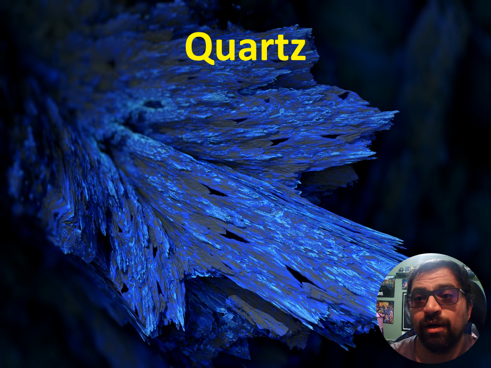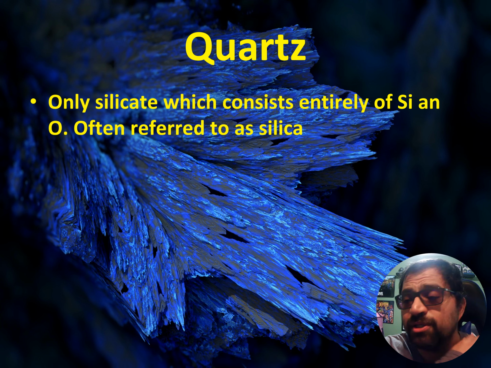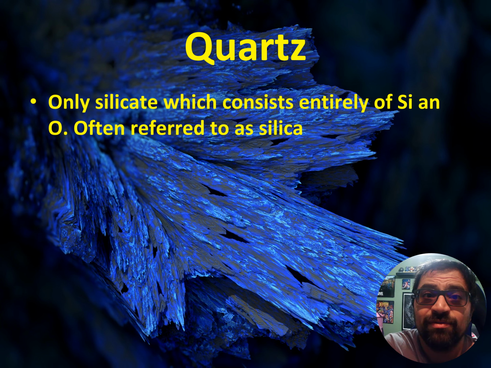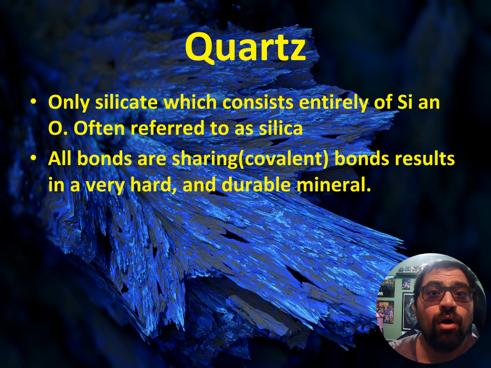The next group of silicates that we're going to talk about are quartzes. Quartz is the only silicate material that consists almost entirely of silicon and oxygen. Usually it's pure silica. So those little packets of silica that you get in your deliveries and clothes and stuff like that tend to be little bundles of quartz, or just pure silica, that they throw in there. All the bonds are covalent bonds, and this gives you a very hard, very durable mineral.